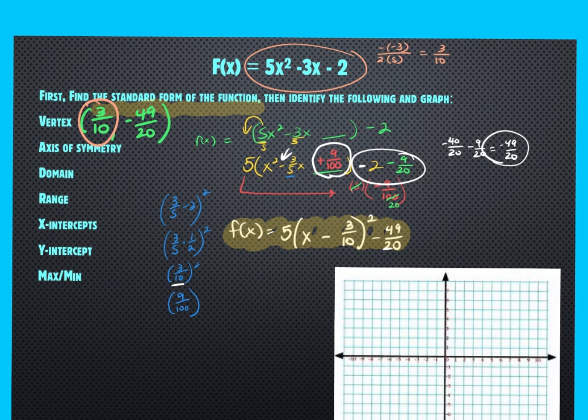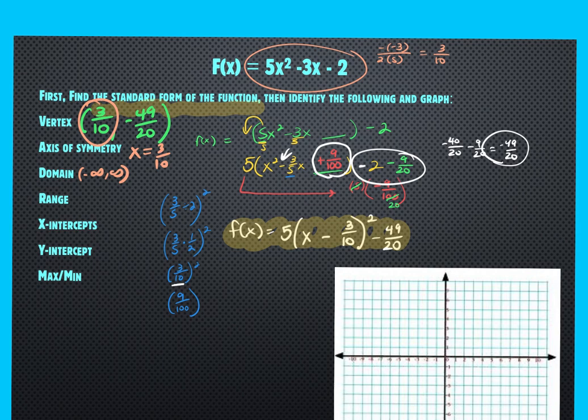So then from here, our axis of symmetry is x equals what? 3/10, and it has to have the x equals. That's one of the things that you will lose points on. X equals 3/10, okay? Domain, here's an answer to a question on your quiz. What's the domain on every parabola? Negative infinity to positive infinity, all real numbers, okay?